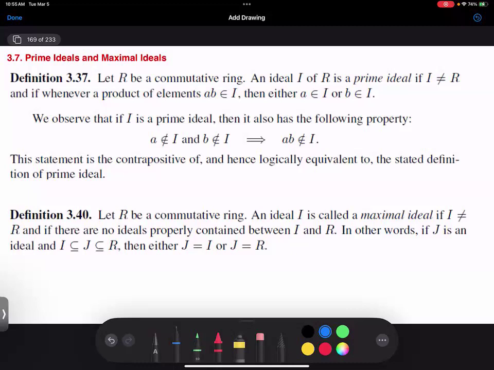There's two types of OR. So if a prime divides AB, then either P divides A or P divides B. Does anybody know what kind of OR that is? What the two types of ORs are? It's the inclusive OR. It could divide both. I could give you 6 times 4, and the prime could be 2, and 2 divides both.